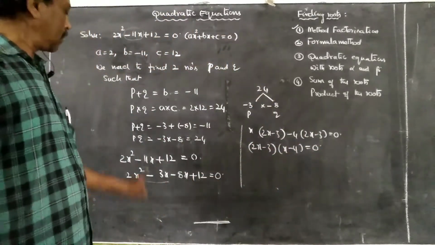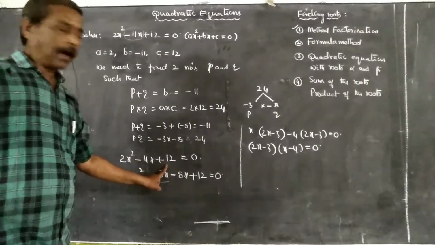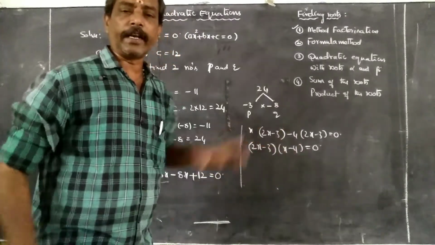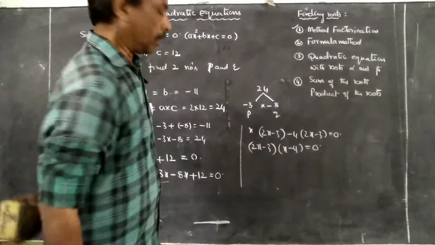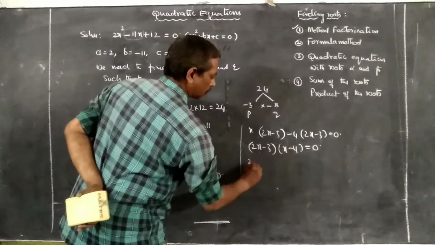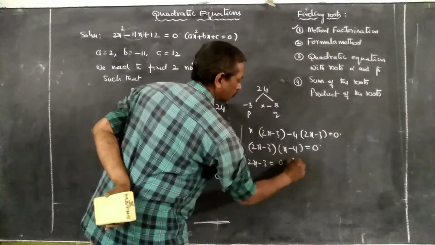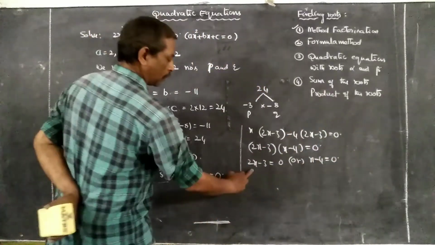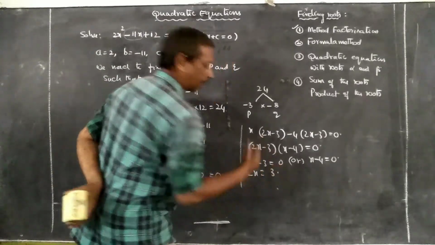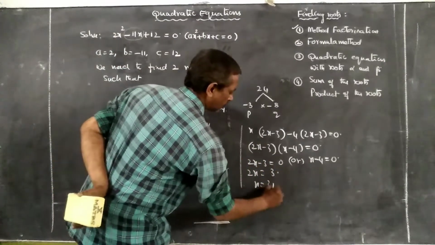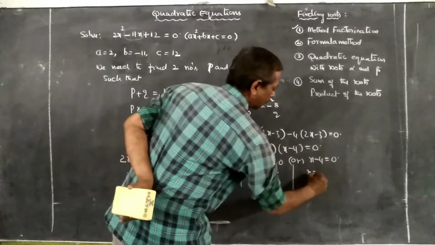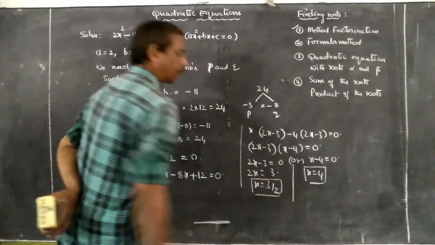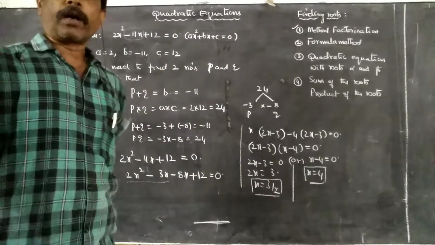So what I did here, the given quadratic equation, I expressed as a product of two linear factors. So now each linear factor is equal to 0. 2x minus 3 equals 0, or x minus 4 equals 0. If 2x minus 3 is equal to 0, then 2x equals 3, then x equals 3 by 2, or x equals 4. So 3 by 2 and 4 are the roots of the given quadratic equation.